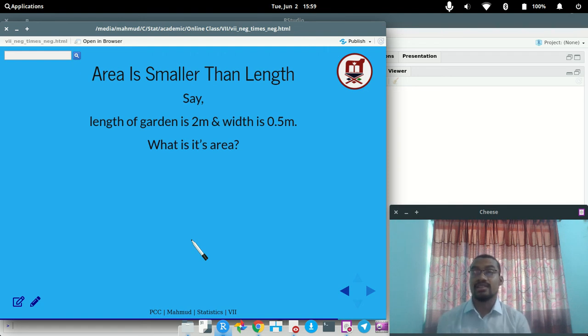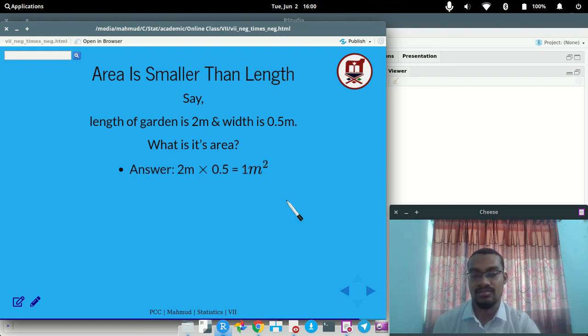And let's consider another thing: area is smaller than length. This example is an application of our previous slide. Say the length of a garden is 2 meters and the width of the garden is 0.5 meters. Now what is its area? It's very simple: 2 times 0.5, so we get 1 square meter. Now the length of the garden was 2 meters and the width is 0.5, but the area is 1, which is less than 2. Now you may wonder why the area is smaller than the length.